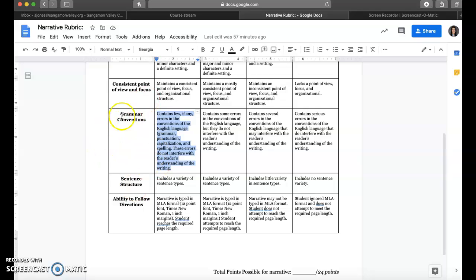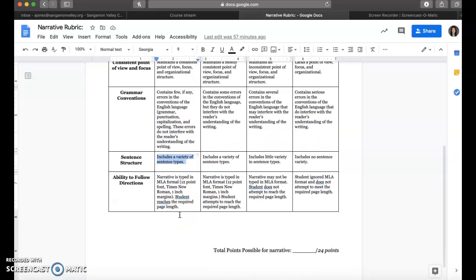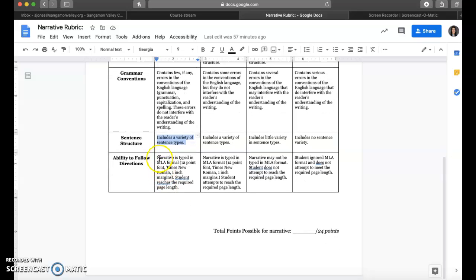Grammar conventions. Make sure you proofread. Contains few, if any, errors and conventions of the English language. Examples: grammar, punctuation, capitalization, and spelling. These errors do not interfere with the reader's understanding of the writing. Sentence structure includes a variety of sentence structures. Okay, use conjunctions. Ability to follow directions.